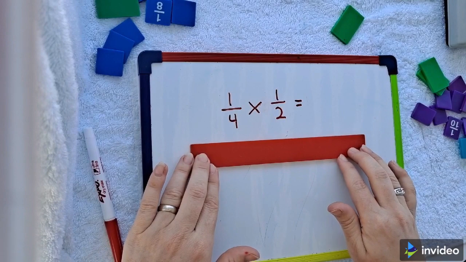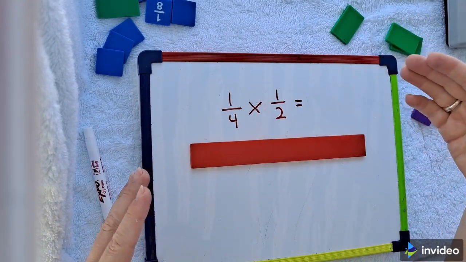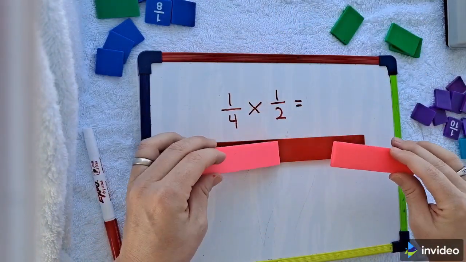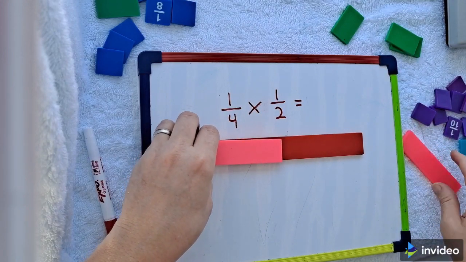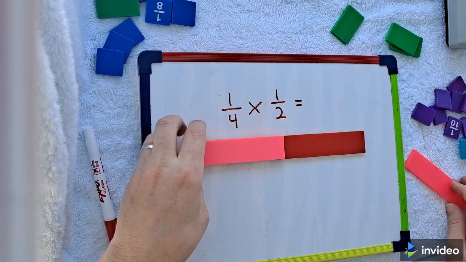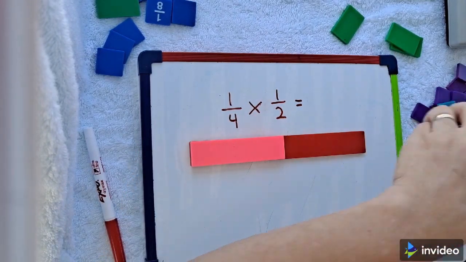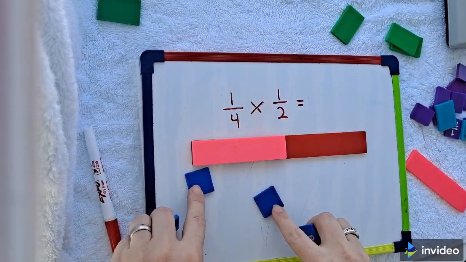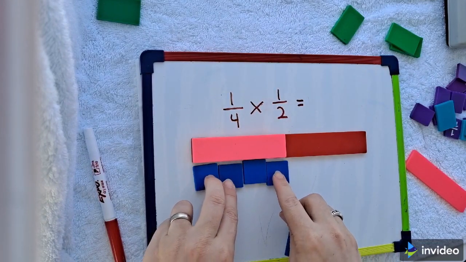So we have 1/4 of 1/2. So we want to figure out, first of all, where's our 1/2? Okay, so here would be our halves, right? And we want 1/4 of that. Well, it doesn't look like we can break this into 4 pieces, so we're going to have to figure out how can we break that into 4 pieces. Well, let's see if we can do that with our 8ths. Right, so here we go. We're breaking it up into 8ths.